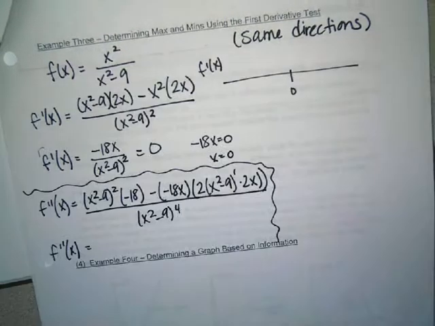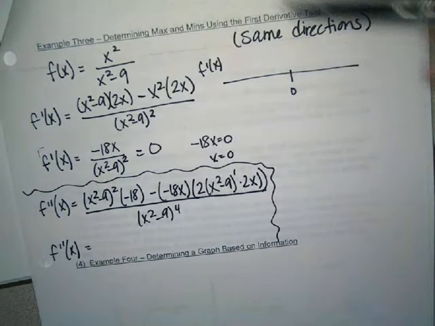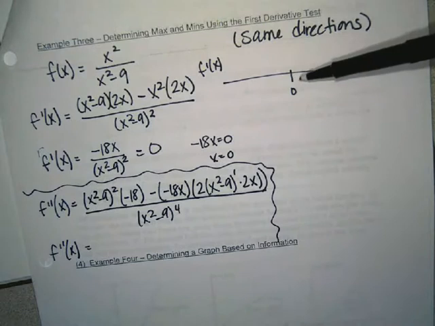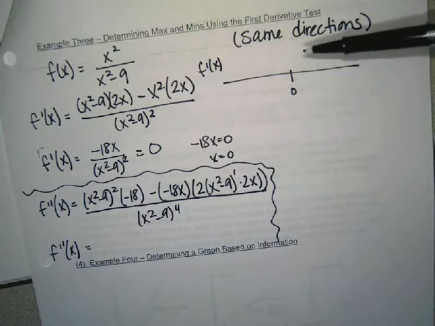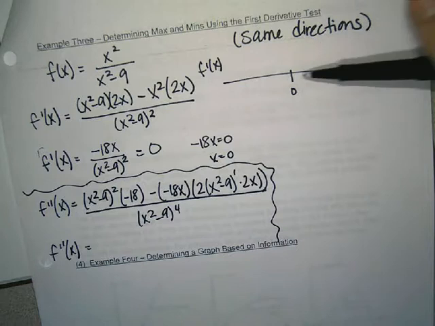Now, I should say also that all these examples have had just one critical number, but it's not uncommon to also have another critical number. So you might come across a problem where you have 0, you might have 2, or 0 and 1. That's not abnormal, so you can have more than one.